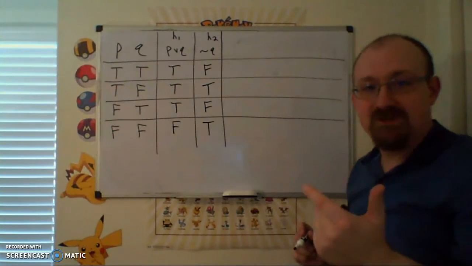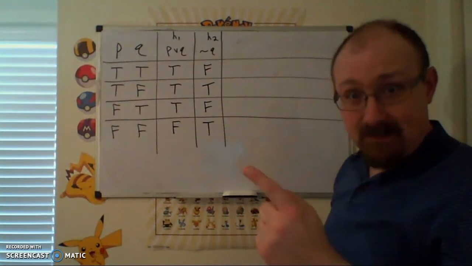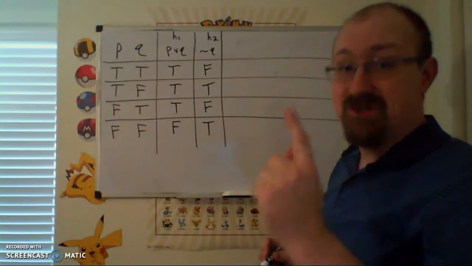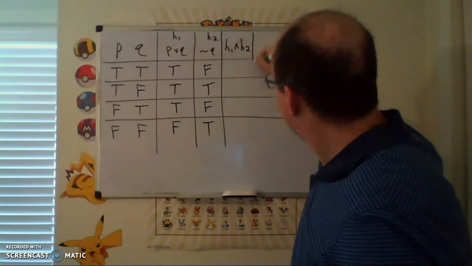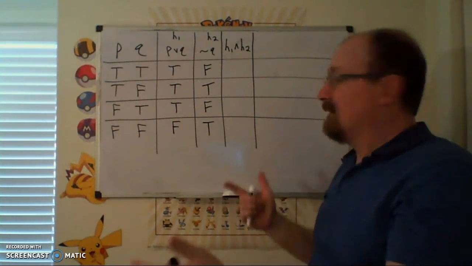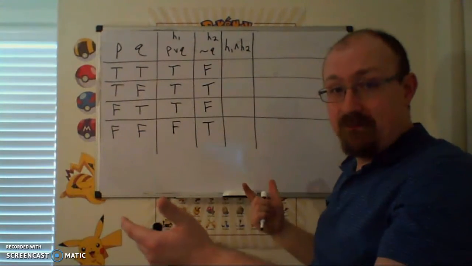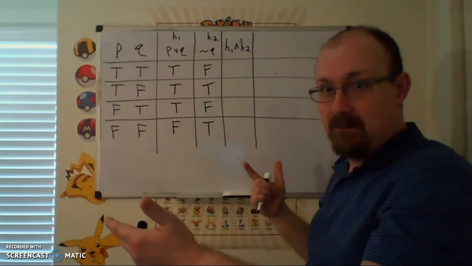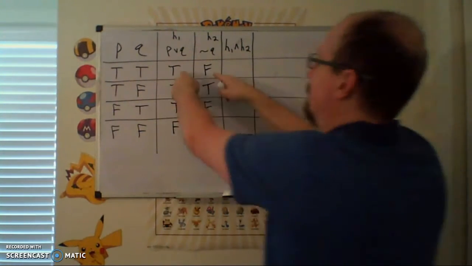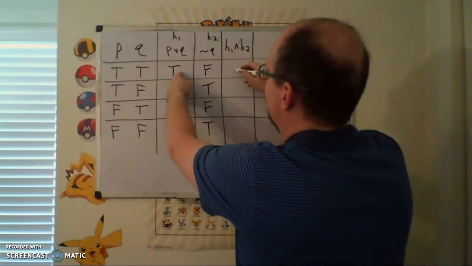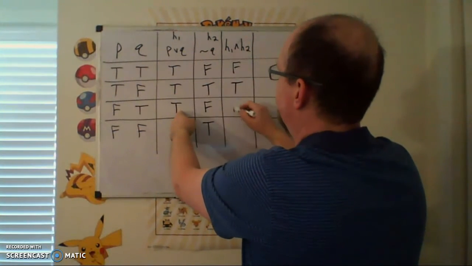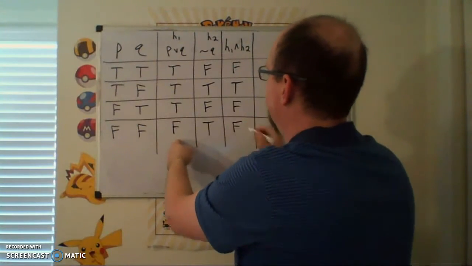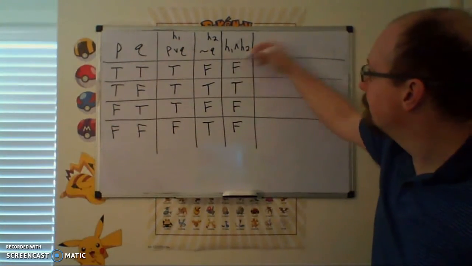So H1, H2, done. What's up next? That's right, we form a conjunction with these two. If we have a pair of trues, we get a true back. Any other combination gives us a false. So that's a false because we don't have two trues. Here we get a true. Here we get a false. Here we get a false. Okay, so there's our conjunction.